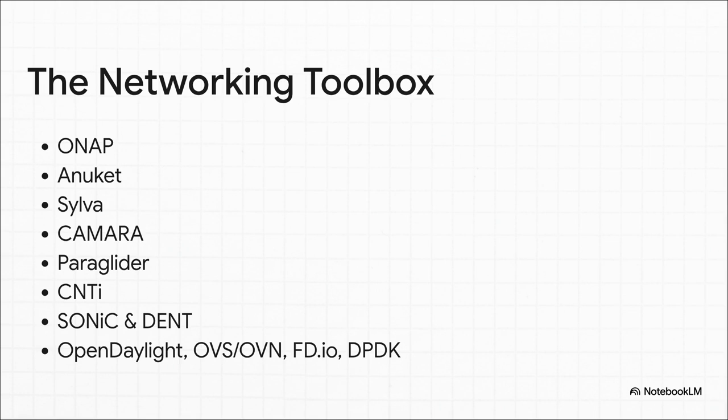And then you have the absolute speed demons, the data plane accelerators, like DPDK and FD.io VPP. These are highly specialized software libraries that allow applications to bypass the normal slower pathways in the operating system's kernel and process network packets at unbelievable line rate speeds. They are the high-octane fuel that makes modern high-performance, software-based networking possible.